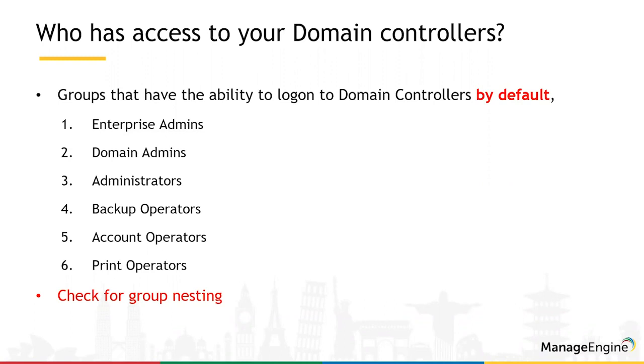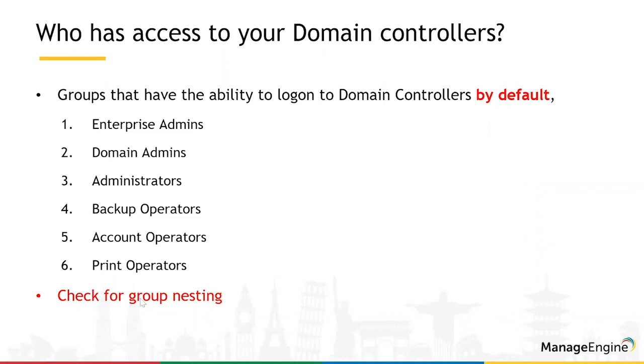So that's why I really believe that you should know who has access to your domain controllers. Now, there are 6 groups in Active Directory that have access to domain controllers by default, and all of you know this. Enterprise admins, domain admins, administrators, backup operators, account operators, and print operators. So if you add me as a member of any one of these 6 groups, not necessarily the admin groups, but let's say the account operators group or print operators, I still get access to your domain controller.